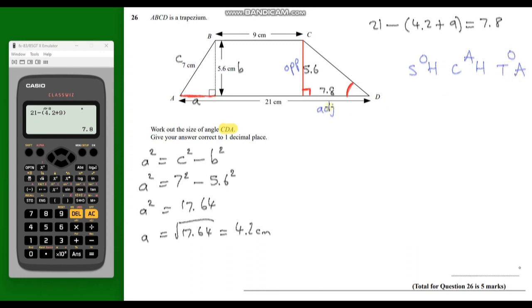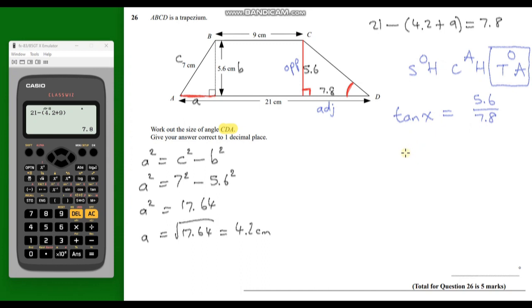SOHCAHTOA. Now we've got the opposite and the adjacent. Which one of these trig functions involves the opposite and the adjacent? Well, it's the tan function. So we're going to be using tan. So the tan of our angle, I'm just going to put tan of x, is equal to the opposite divided by the adjacent, which is 5.6 divided by 7.8.